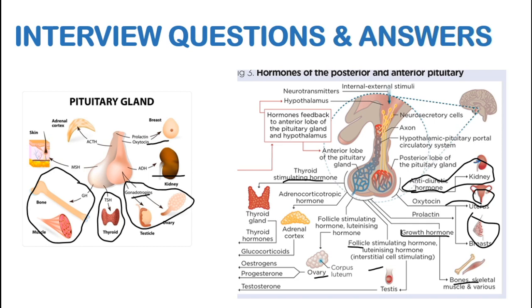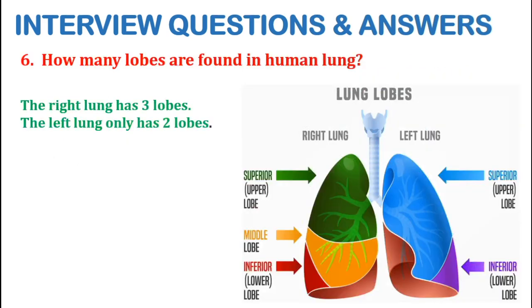Here the next question is, how many lobes are found in the human body? There are two lungs. The right lung consists of three lobes, which are the superior upper lobe, middle lobe, and inferior lower lobe. This is about the right lung, and the left lung consists of only two lobes: one is the upper superior and the inferior lower lobe. This is a simple question, but few people will get confused about it.